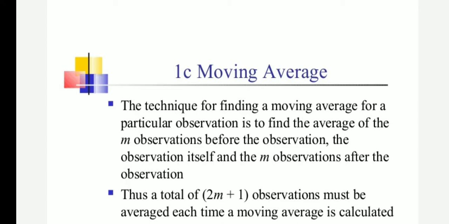You can see it in the next slides, of course. Before that, I will read this. The technique for finding the moving average for a particular observation is to find the average of m observations before the observation, the observation itself, and m observations after the observation. Thus, a total of 2m plus 1 observations must be averaged each time a moving average is calculated.